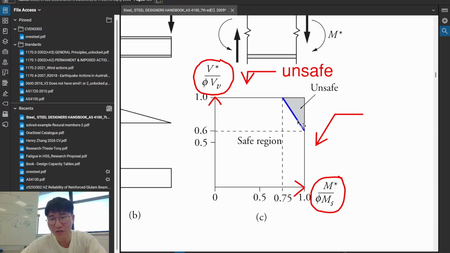Okay, I'll try to re-explain it because I feel like I didn't explain it very well. But the idea is this is a failure envelope, right? So everything inside these 3 lines is safe and everything outside is unsafe. That's what it's trying to show, what it's trying to tell you, okay?